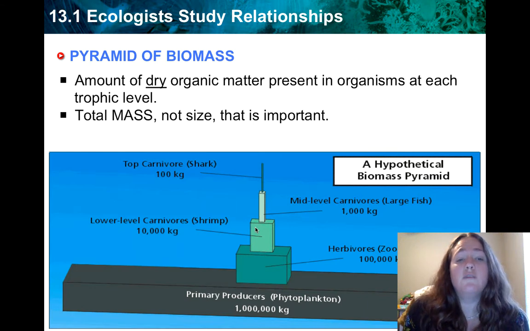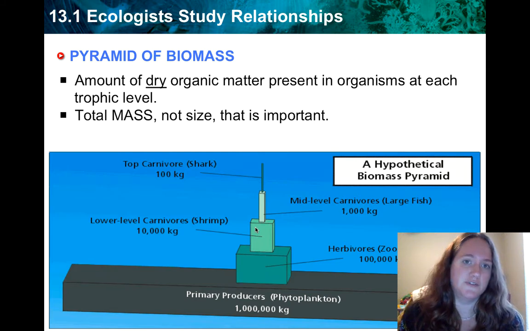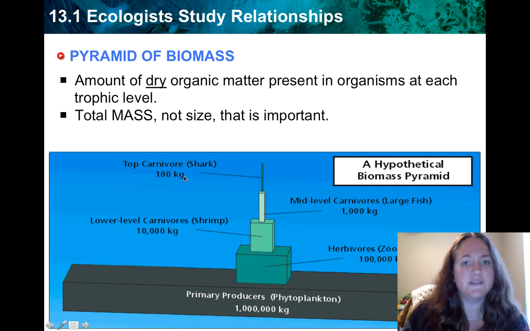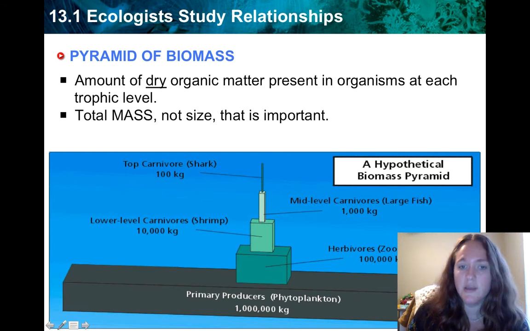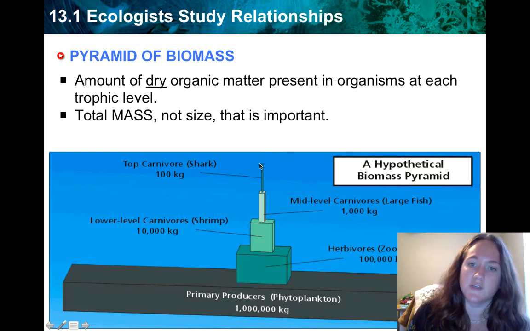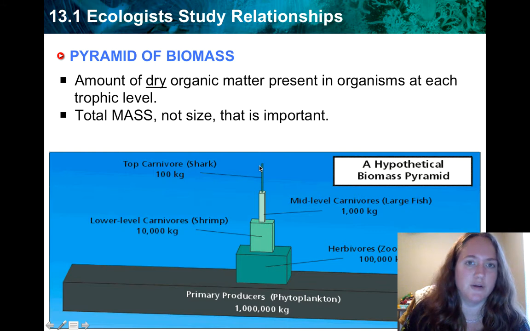So literally, if you took all of the water out of us, there wouldn't be a whole lot left, but all of that stuff that's left, the nitrogen, the phosphorus, carbon, all of that stuff, that's our dry organic biomass. So it's the total mass this time, not size. So now we have the tree down here that has a large mass, and then all the other mass of organisms get smaller, and we do see that actual pyramidal shape.